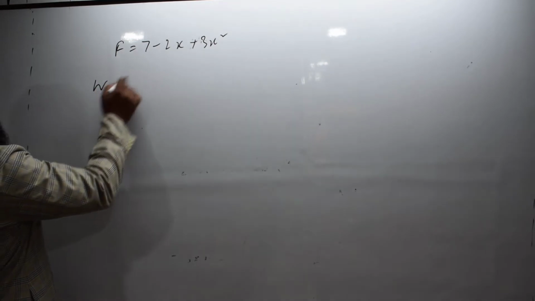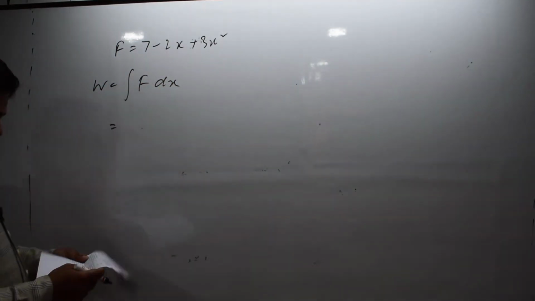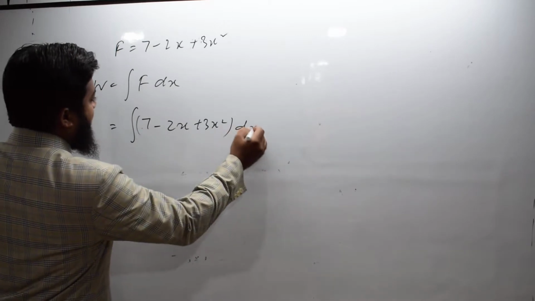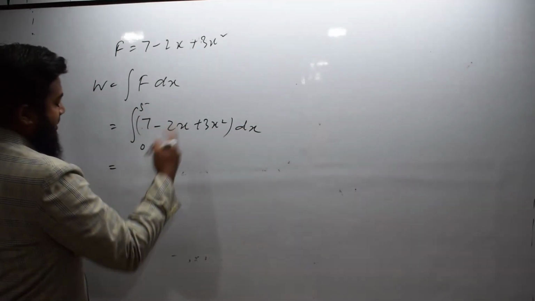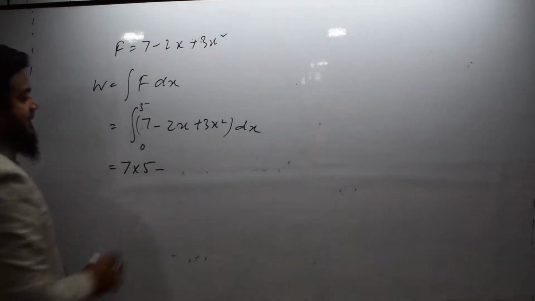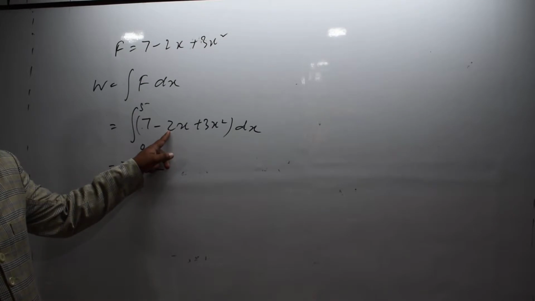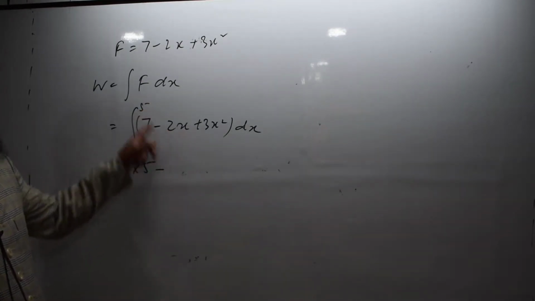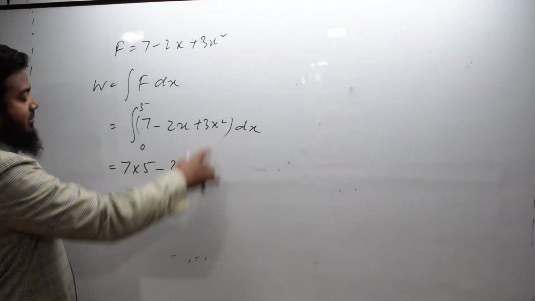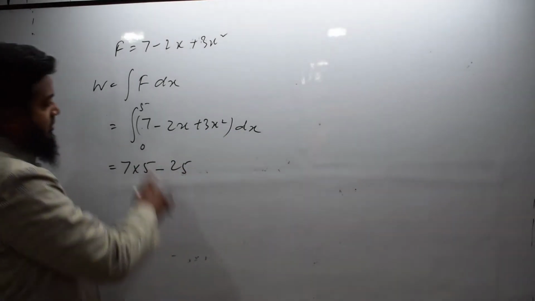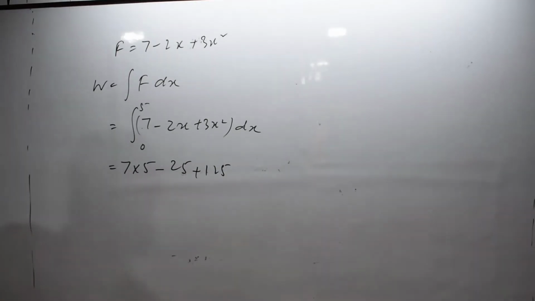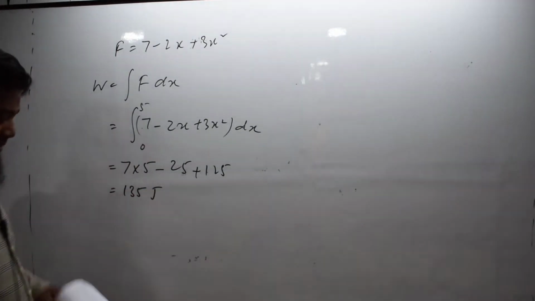So, work done will be equal to integration f dx, where x is from 0 to 5. Then integrate 7 minus 2x plus 3x square dx from 0 to 5. 7 dx, so integration is 7x, and from 0 to 5 it is 7 into 5, minus 2x, integration is x square by 2. So, 2 will be cancelled from here, then just x square, from 0 to 5 it is 25, 5 square. Now, here it will be 3x square, after integration it becomes x cube by 3, the 3 will be cancelled, and x cube from 0 to 5 will be 125. So, plus 125. Now, 125 minus 25, 100, and this is 35. So, 135 joule will be the work done.